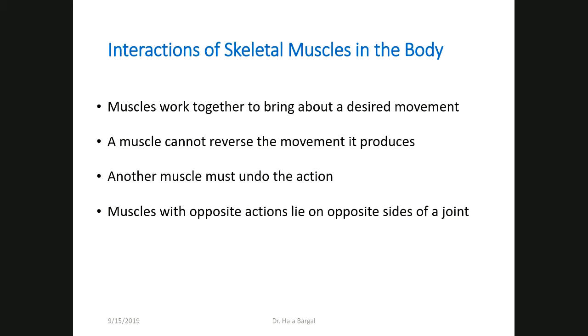A muscle cannot reverse the movement it produces. This means that the biceps is a flexor for the elbow. It cannot extend the elbow. The elbow should be extended by the triceps, the opposite muscle. Another muscle must undo the action. Muscles with opposite action lie on opposite sides of the joint. These rules are clear for all of you.